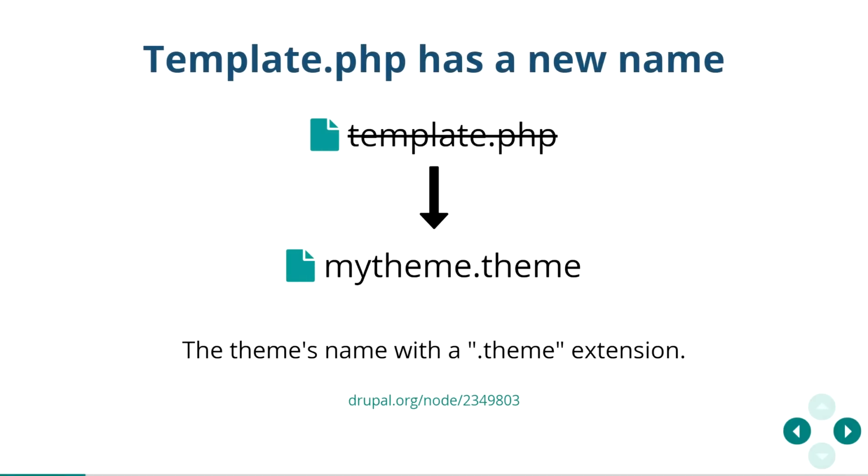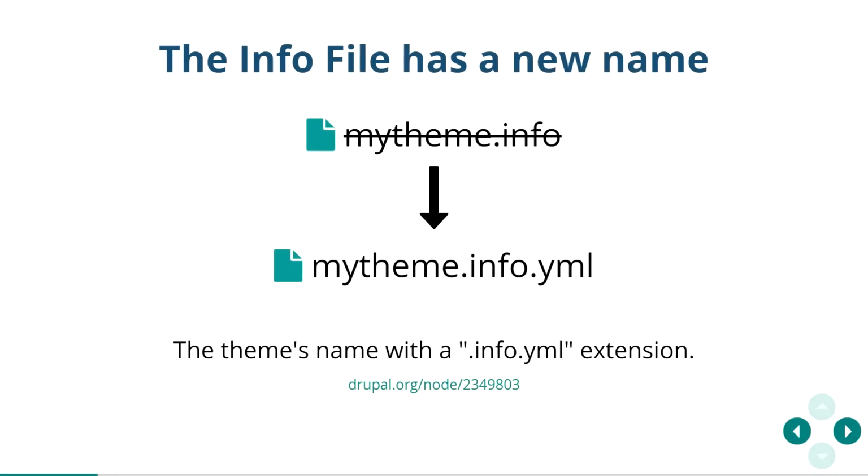All right. Template.php has a new name. It is now your theme name.theme, similar to my module.module. So it's kind of the same thing, and it still has the same function. You're going to put all your hook alters and preprocessors in there, which Morten will point at you for, and I'll get to that later. Shame, everyone. And then your info file now also has a new name. Not too new. We're just adding .yml to it.